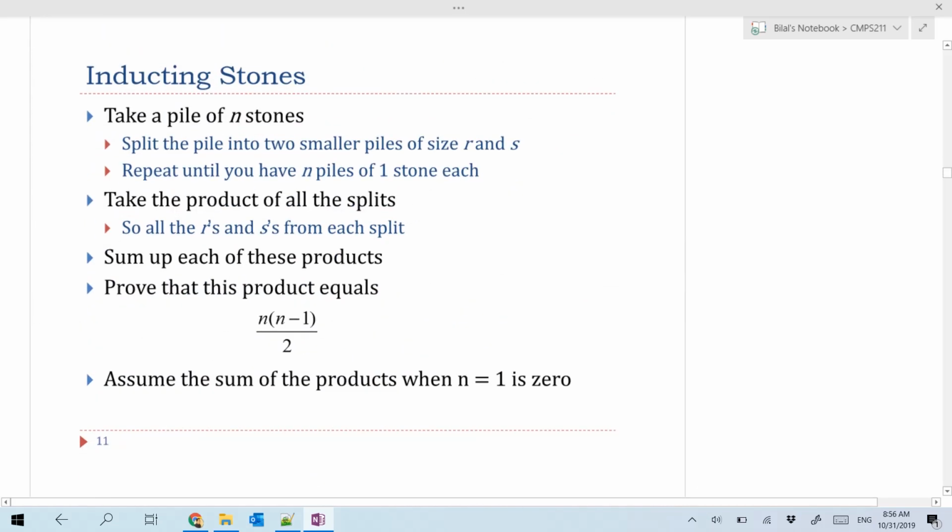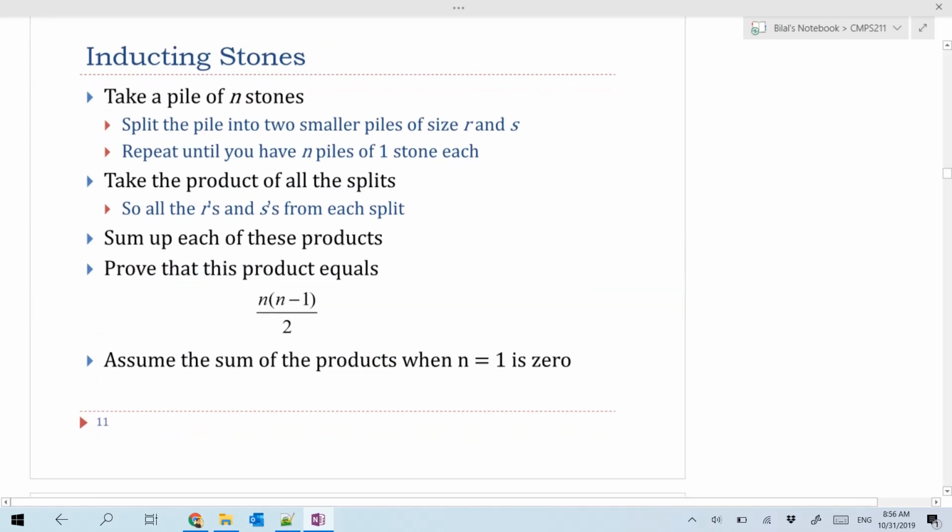Inducting stones. A very weird problem. Take a pile of n stones or coins, whatever you want, and split the pile into two smaller piles of size R and S. Let's say you have 7 coins, then you split them into two piles of 3 and 4, or whatever you want, 4 and 3.